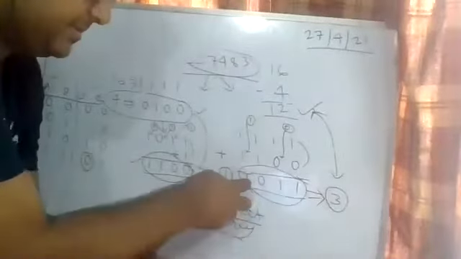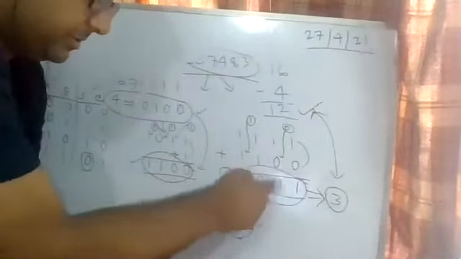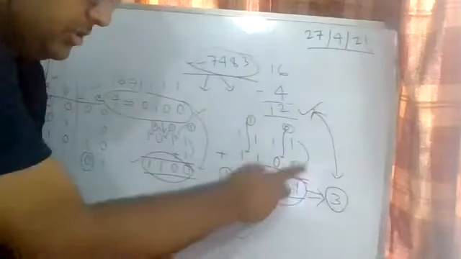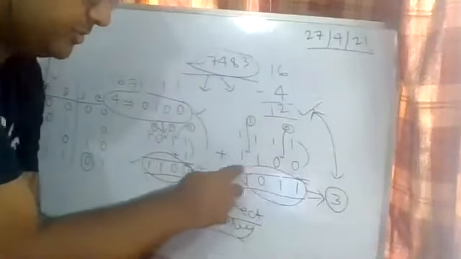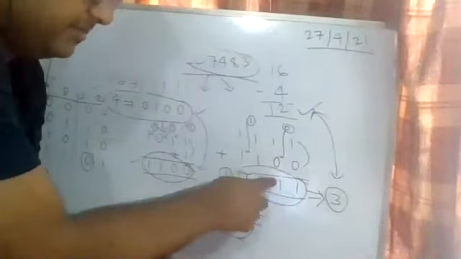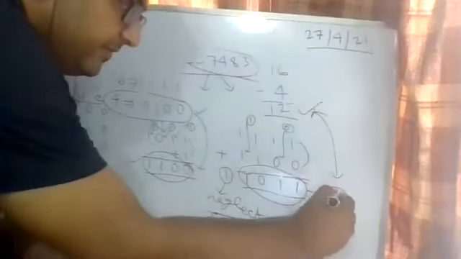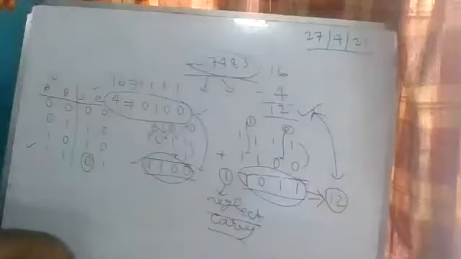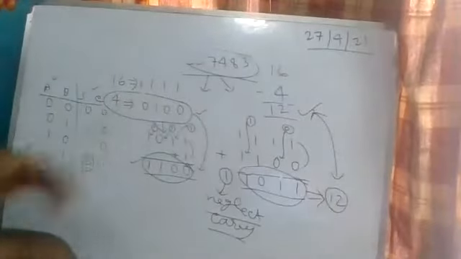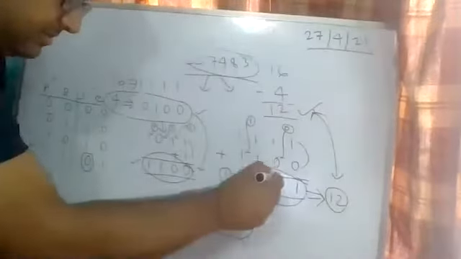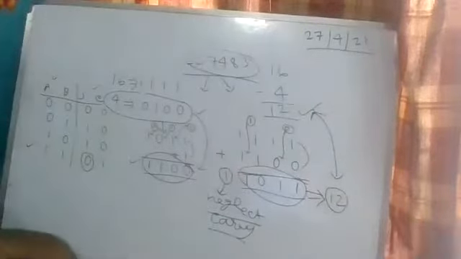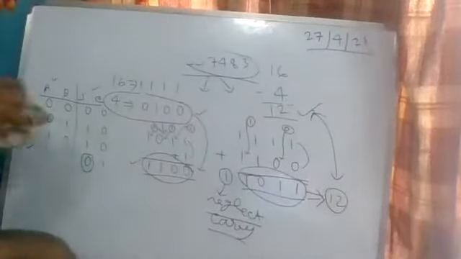Now convert this binary into the corresponding decimal: 2 to the power 0, 2 to the power 1, 2 squared, 2 cubed. So 8 plus 3 plus 1, that is 12. Clear? Did you understand? You have to practice it at your home, okay? Please practice it.